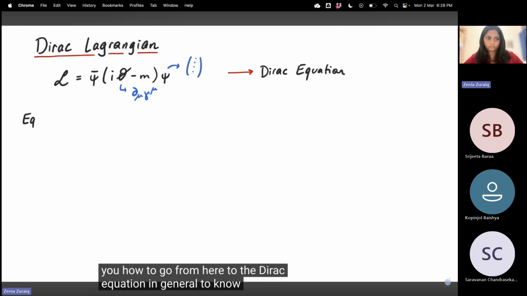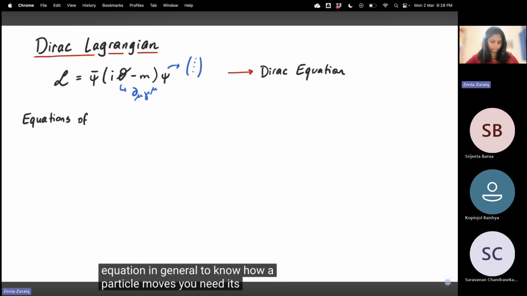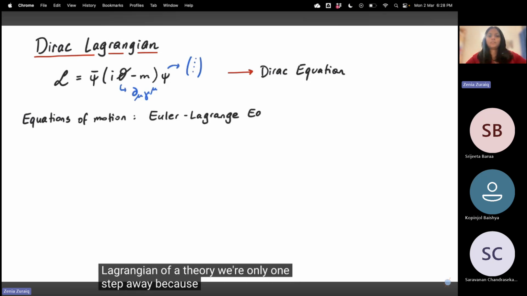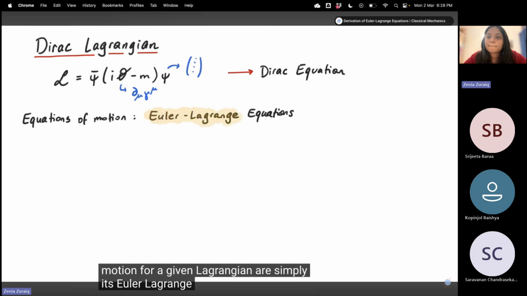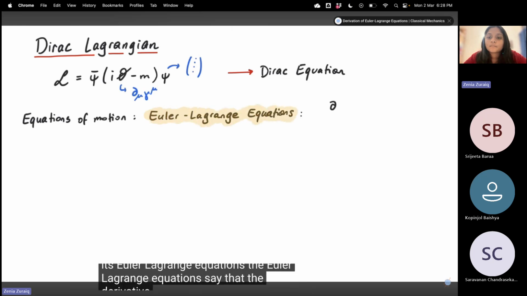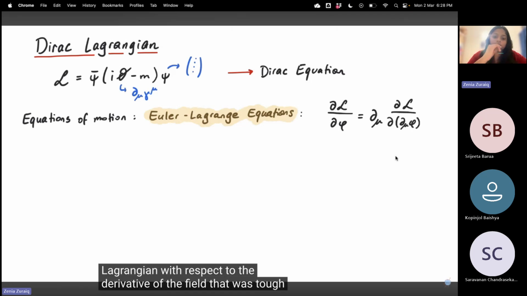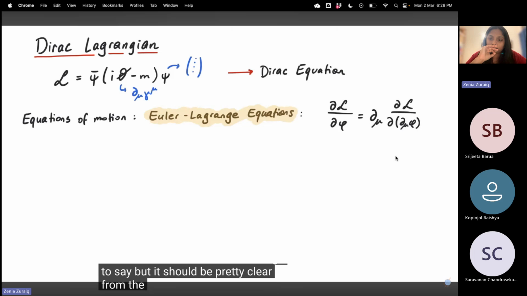In general, to know how a particle moves, you need its equation of motion, or EOM in short. By knowing the Lagrangian of a theory, we're only one step away, because the equations of motion for a given Lagrangian are simply its Euler-Lagrange equations. The Euler-Lagrange equations say that the derivative of the Lagrangian with respect to a certain field equals the derivative of the Lagrangian with respect to the derivative of the field. That was tough to say, but it should be pretty clear from the equation.